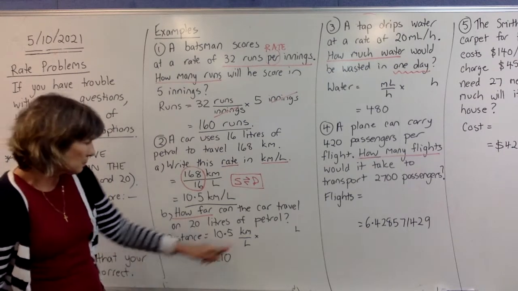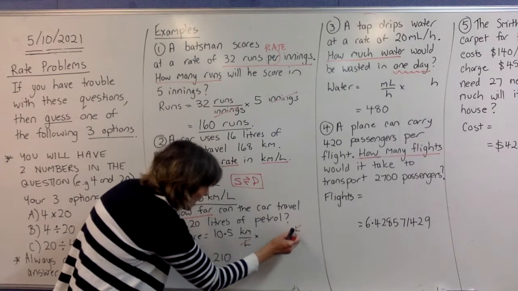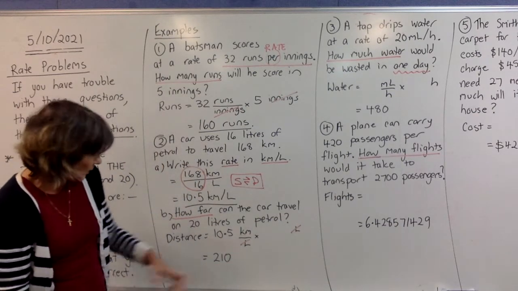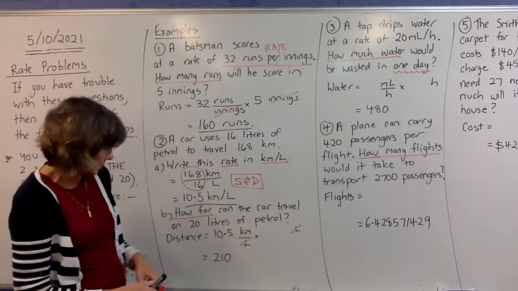So if we times by the number of litres, these 2 units will cross out. You can do that with your red pen. One from the bottom, one from the top, and give you an answer in kilometres.